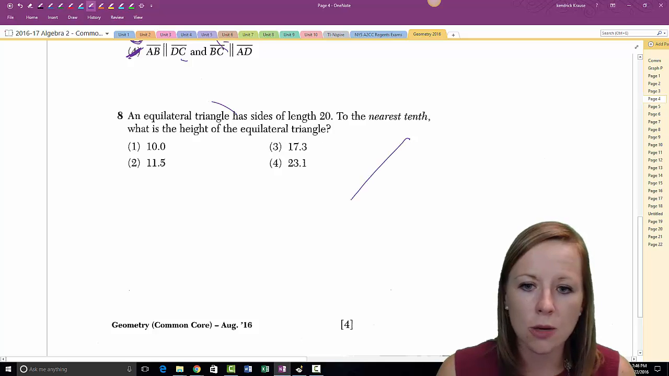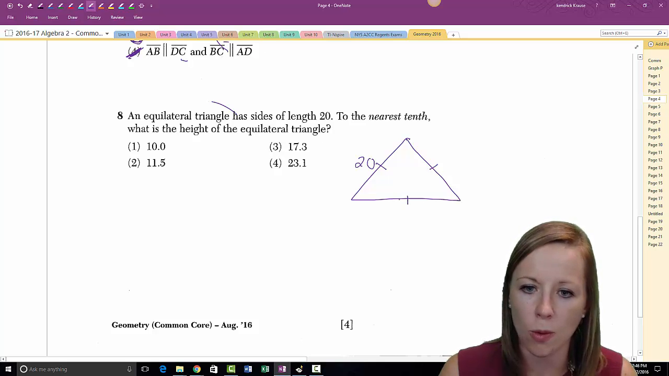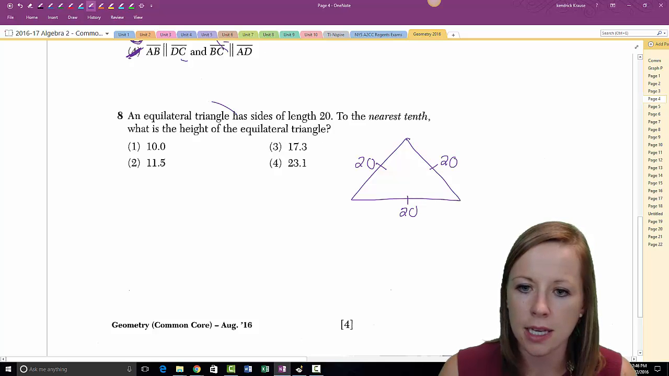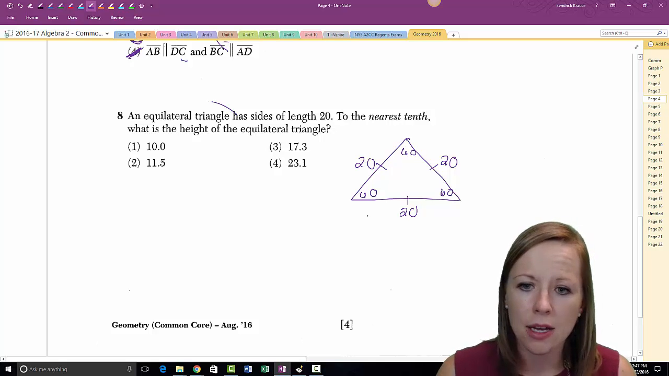So equilateral triangle should mean to you all equal sides and all equal angles. So each of the sides is 20. Wonderful. 20, 20, 20. Excellent. And each of the angles is 60. Well, when I'm looking at that, I would love this to be something different. So when I'm looking at this triangle, it's asking me about the height.